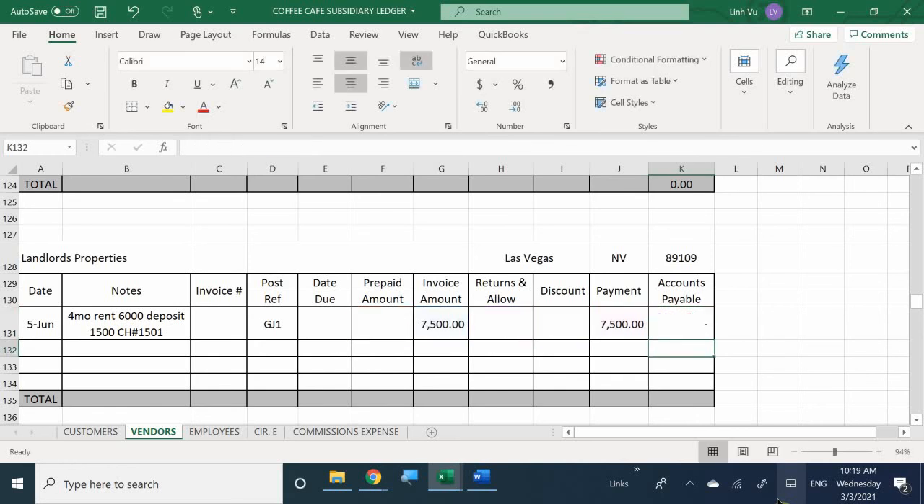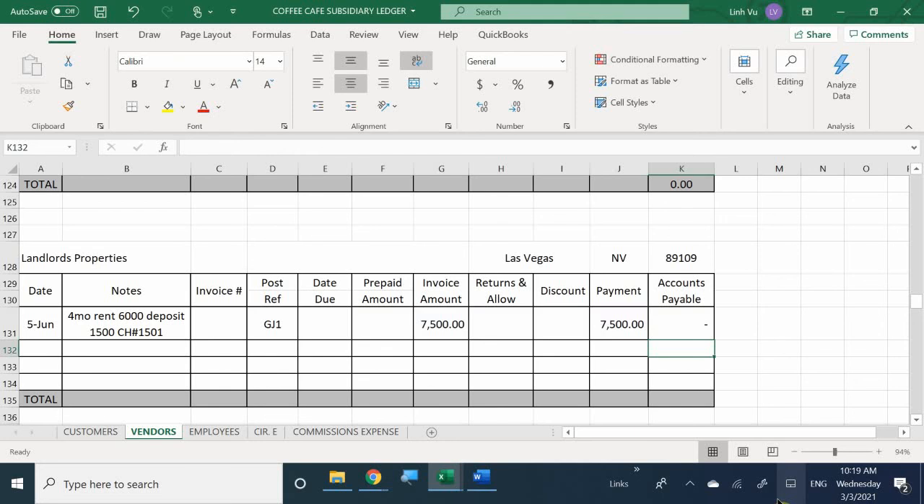I don't owe Landlord Properties anything. They gave me a bill. I paid it in full with a check right then and there. So therefore, this isn't really technically an accounts payable, but it's definitely something that you want to look into because just in case, for any reason, you need your rent deposit back, or let's say you packed up and left and you want your money back for some reason, right?